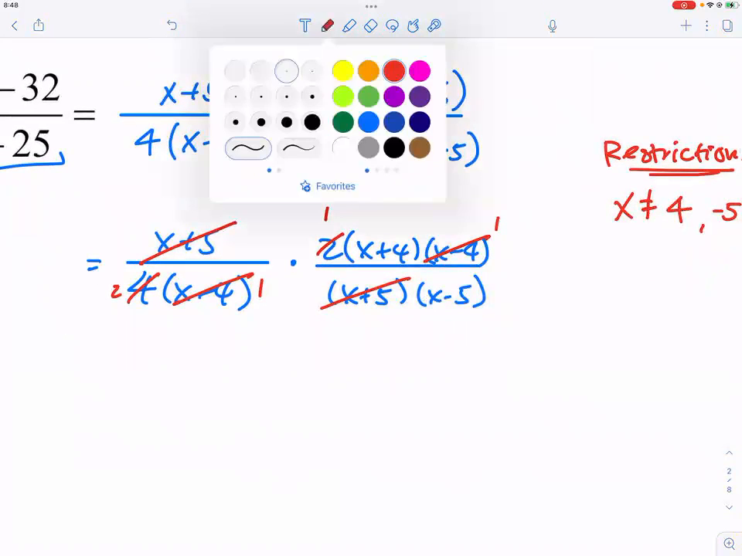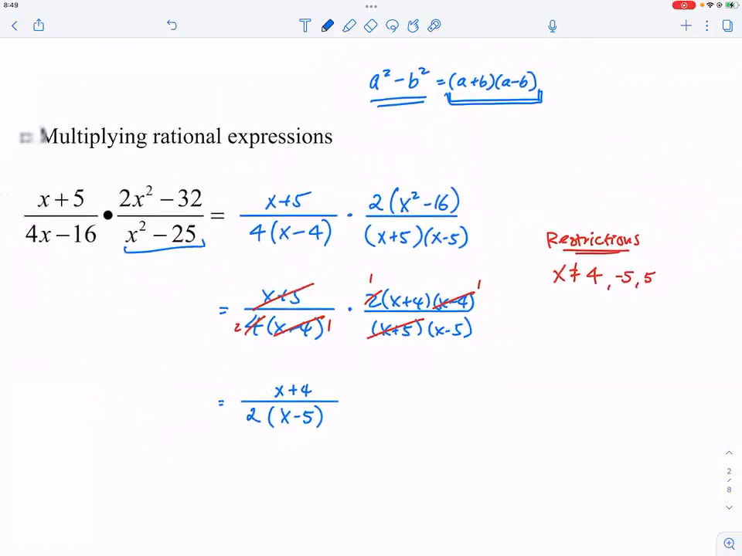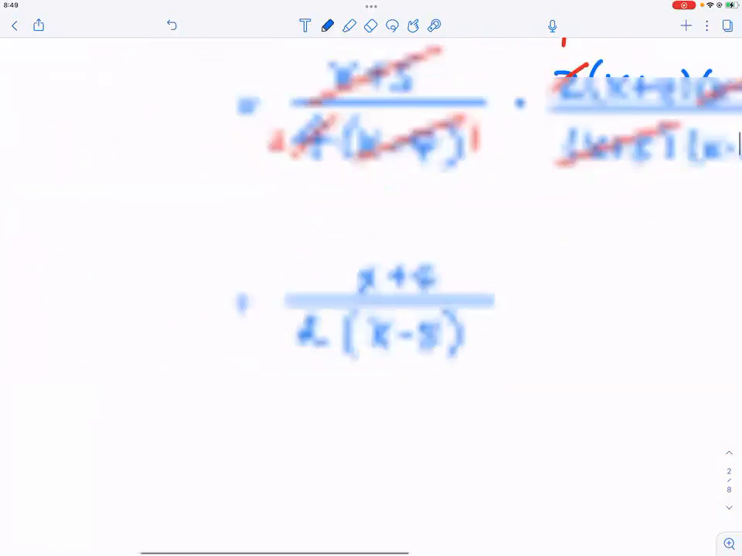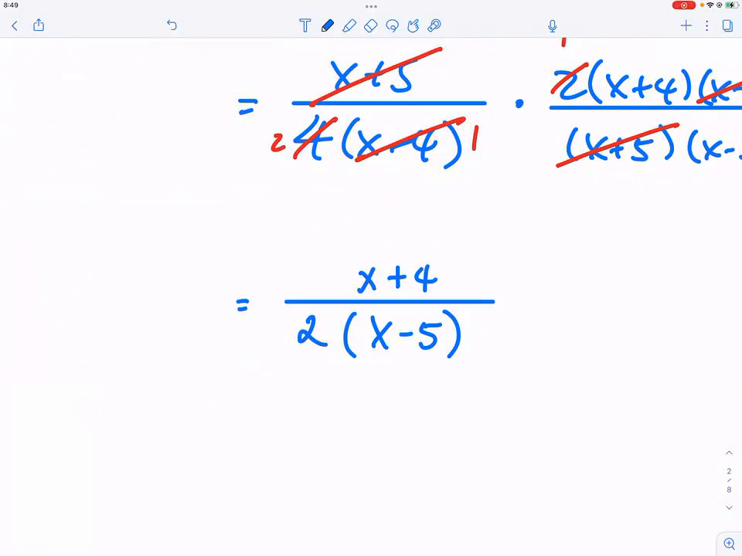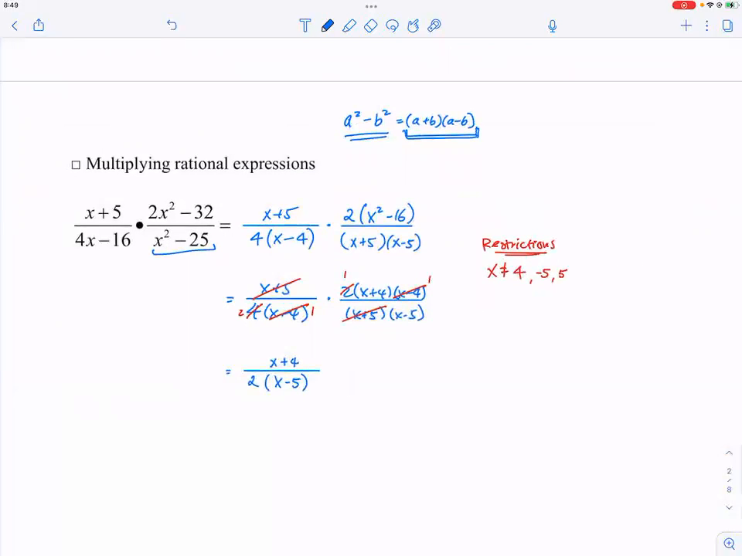Now just make sure that you are focused and you write down what's left. In the numerator, what's left is x plus 4. In the denominator, what's left is x minus 5. Just make sure you don't miss any terms, and you're good. Would you not simplify it to x plus 4 over 2x minus what? We actually will leave it like this, because that allows us to see the factors a lot easier. And in the near future, you will actually want to keep the expression in this form.